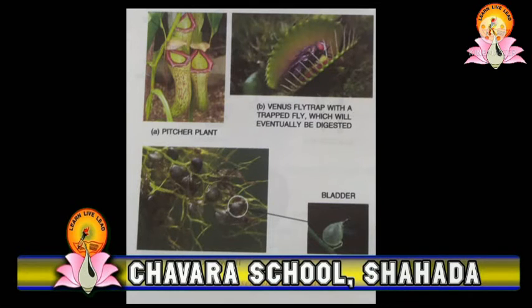The third type of insectivorous plant is bladderwort. Bladderwort has highly segmented leaves. Some of the segments of these leaves form small bladder-like structures. The bladder has an entry point which can be closed. The insect enters into it but cannot come out, and gets digested inside it through the digestive enzymes which are secreted by this plant.